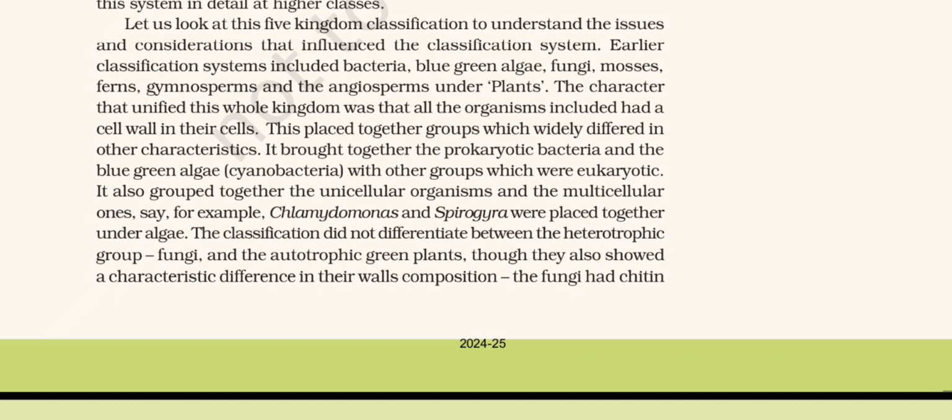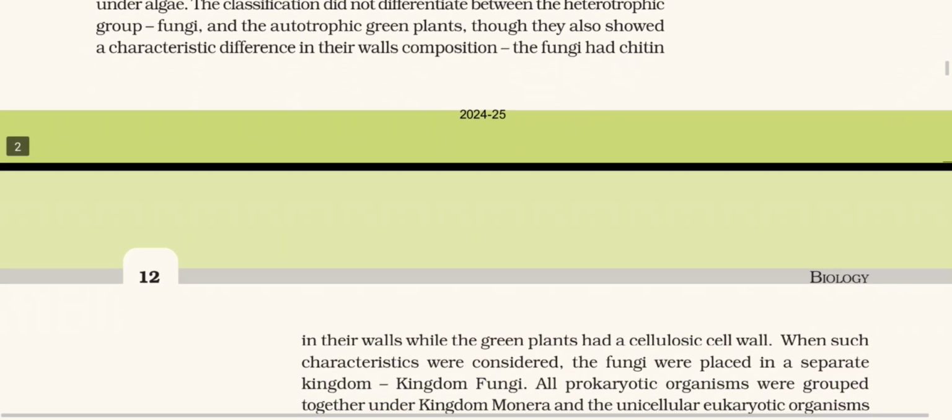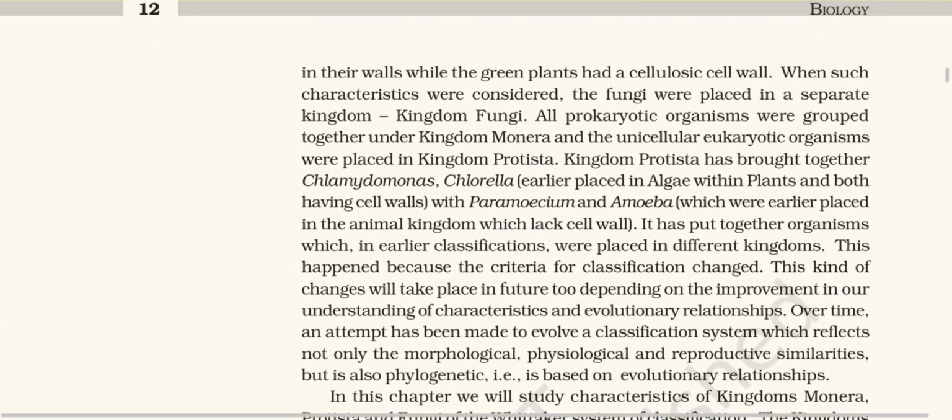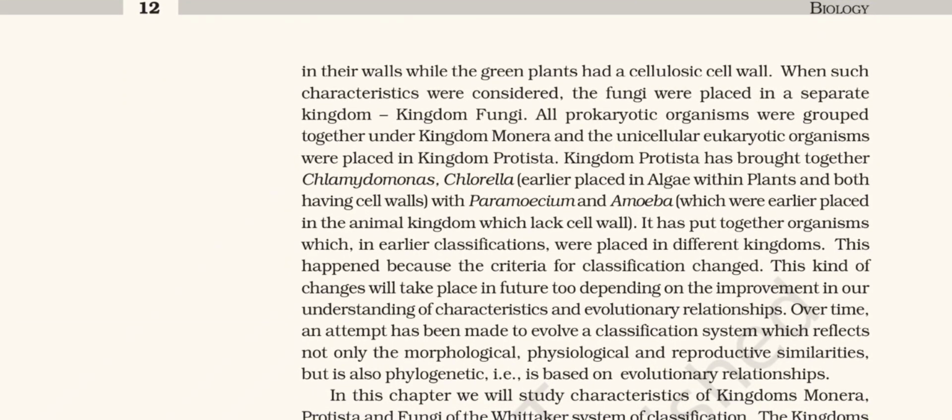It also grouped together the unicellular organisms and the multicellular ones, say, for example, Chlamydomonas and Spirogyra were placed together under algae. The classification did not differentiate between the heterotrophic group, fungi, and the autotrophic green plants, though they also showed a characteristic difference in their wall composition. The fungi had chitin in their walls while the green plants had a cellulosic cell wall. When such characteristics were considered, the fungi were placed in a separate kingdom, Kingdom Fungi.